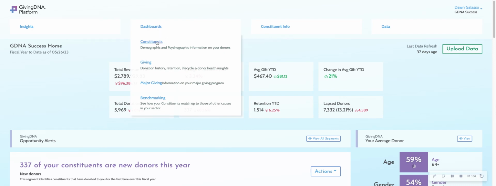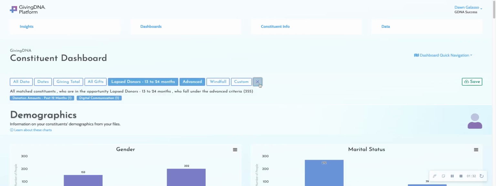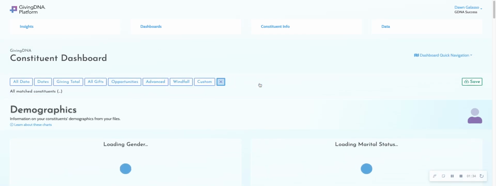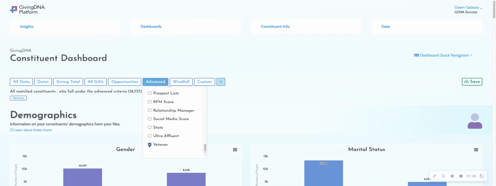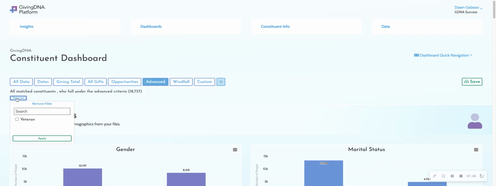So they went and they grabbed their entire constituent file. And of course, they've uploaded this entire file into GivingDNA. So they grabbed the people who were in those individuals that they wanted to know everything about. And then basically all they did is they just applied our advanced filter, a veteran. So the definition of that means that there's evidence of a veteran in this home.